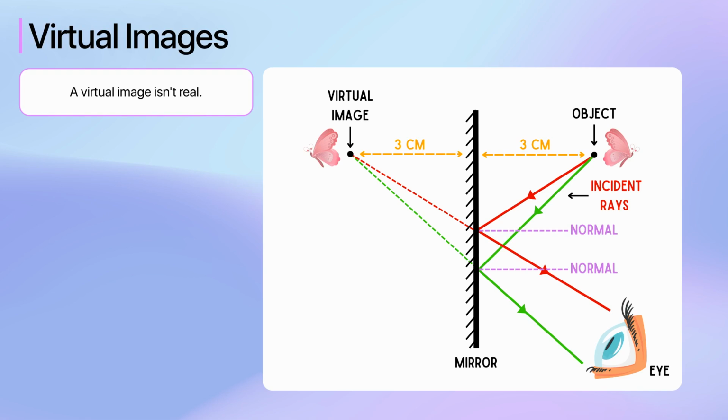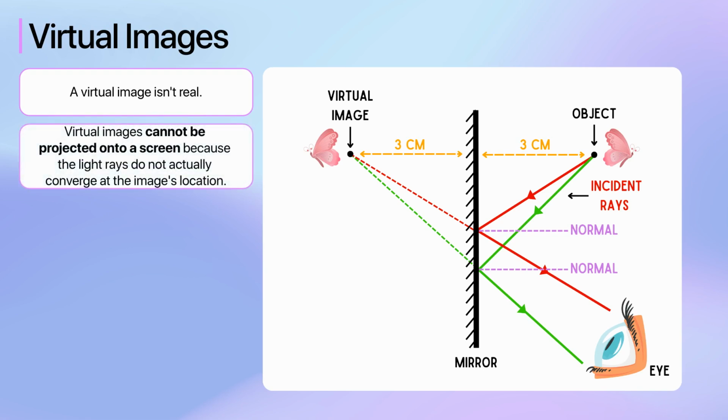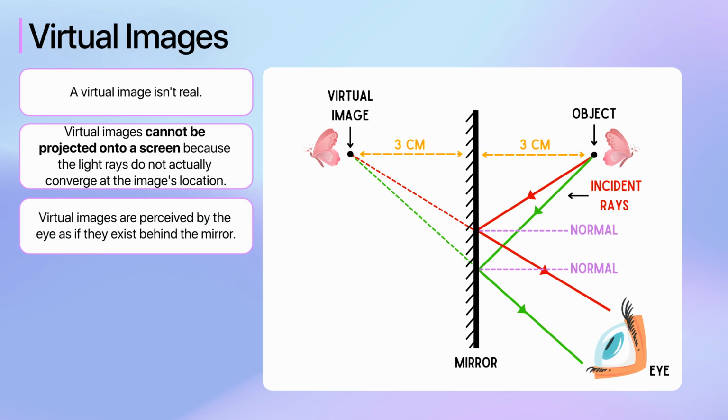Unlike real images, virtual images cannot be projected onto a screen because the light rays do not actually converge at the image's location. Instead, virtual images are perceived by the eye as if they exist behind the mirror. The light rays appear to come from this virtual point, but they never physically meet there. In the case of a mirror, your brain interprets the light as originating from behind the reflective surface, which is why the image seems to exist but can't be captured on a screen.